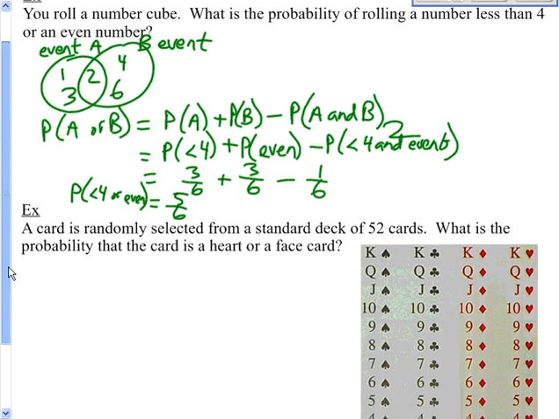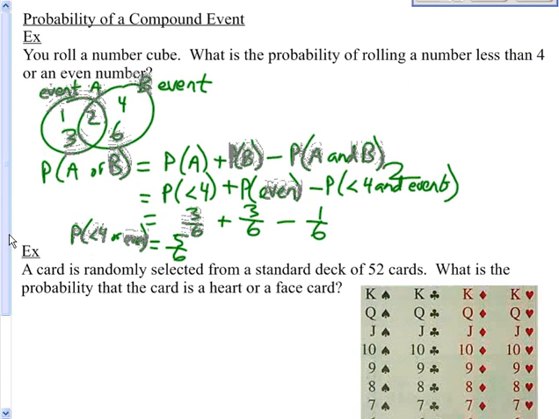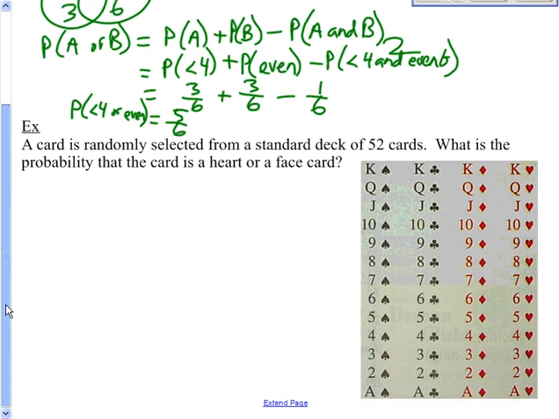So when you have these compound events, the whole thing is don't double count the intersection. Thus the formula: subtract out the probability of A and B. All right, next example. A card is randomly selected from a standard deck of 52 cards. What's the probability that the card is a heart or a face card?